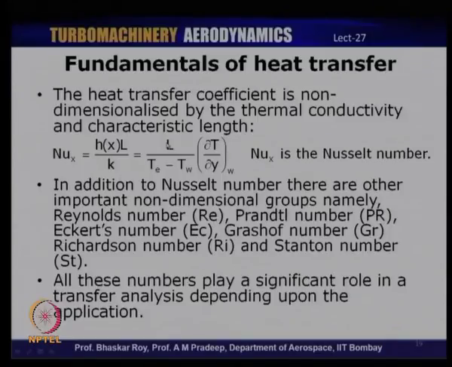Now, this heat transfer coefficient that we have seen can be non-dimensionalized by the thermal conductivity, and that is through what is known as the Nusselt number. So, the Nusselt number is the heat transfer coefficient multiplied by a characteristic length, usually the chord of the blade in this case, divided by the thermal conductivity. This is also equal to L by the temperature difference T minus T_W multiplied by dT/dy at the wall. So, the Nusselt number is one of the non-dimensional parameters which is extensively used in heat transfer.